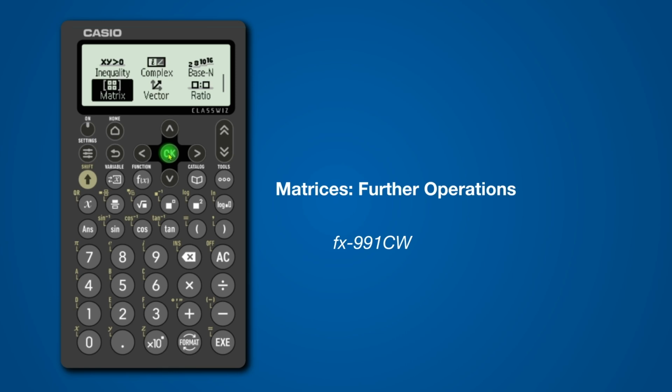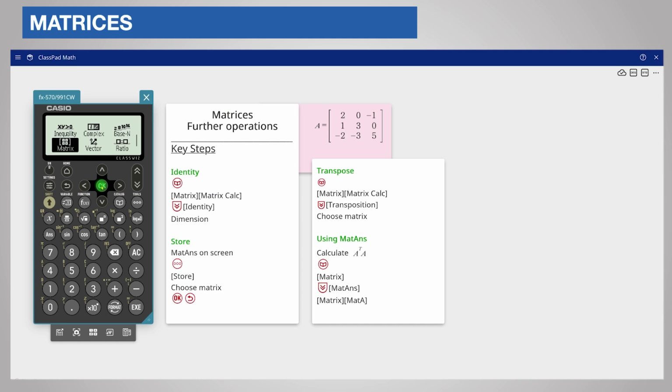This video will help you to create an identity matrix, find the transpose of a matrix, and use matrix memory. You will find the key steps on the screen and I will demonstrate them live. Matrix functionality is only available on the FX991 CW calculator.